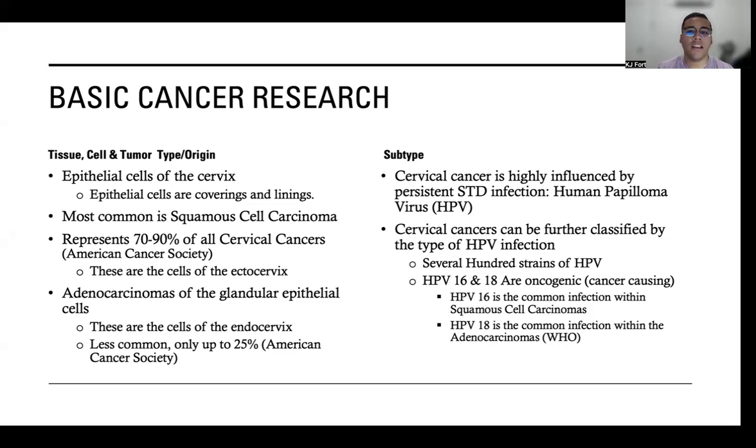So we know that cervical cancers are highly influenced by persistent HPV infections. There are several hundred known types of HPV virus strains, and 16 and 18 are oncogenic, so they're cancer-causing strains of the HPV virus. The HPV 16 strain is a common infection among the squamous cells on the ectocervix, and HPV 18 is the less common strain that affects the endocervix, causing adenocarcinomas.